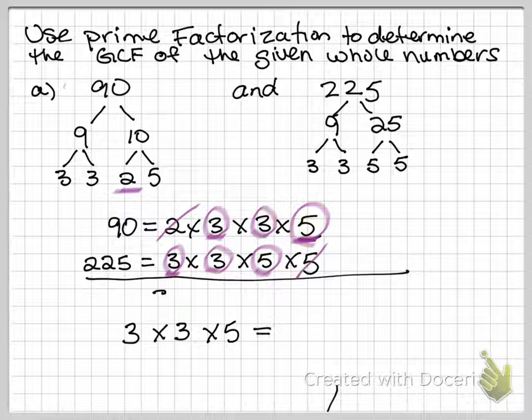And now that I'm at this point, I can actually do the math for this multiplication sentence. So I can go 3 times 3 is 9, and 9 times 5 is 45.